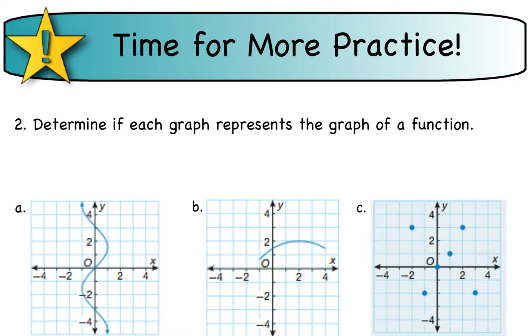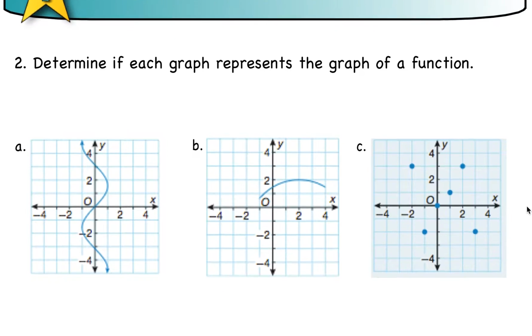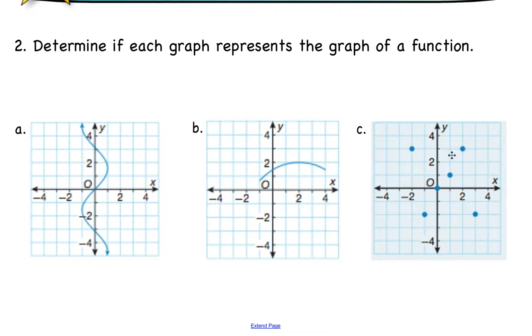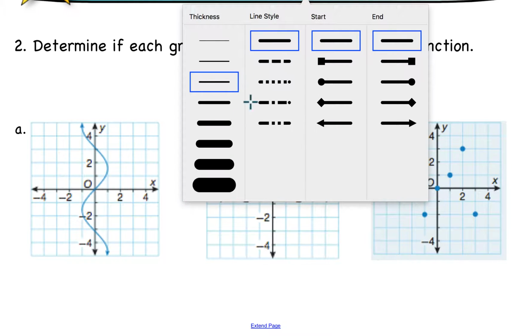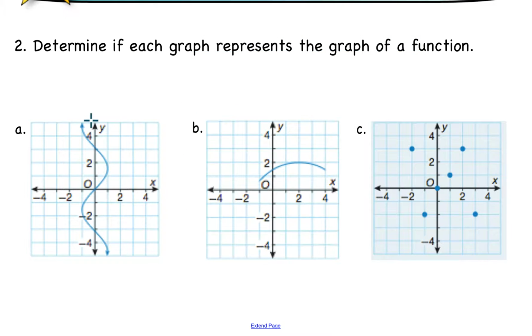Here's some practice using the vertical line test. It says determine if it represents a function. Well, in letter A, if we do the vertical line test, let me find a nice color for us here that'll work. And there we go, that should work. So if we do a vertical line test here, we can see that it crosses at more than one point. So this is not a function.